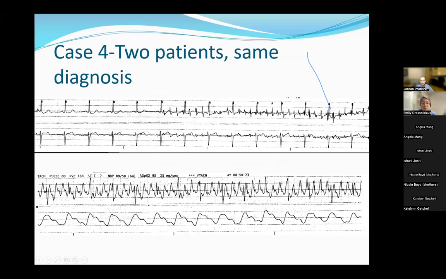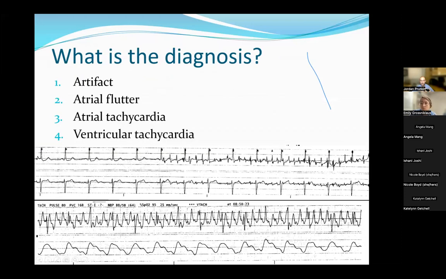All right, 2 patients, same diagnosis here. So on the top one, this is a telemetry strip. This is 2 different EKG leads, and you can see things change here. On the bottom one, this is an EKG lead, and then this is a pulse ox waveform. And so the question for these 2 is, what is the diagnosis?